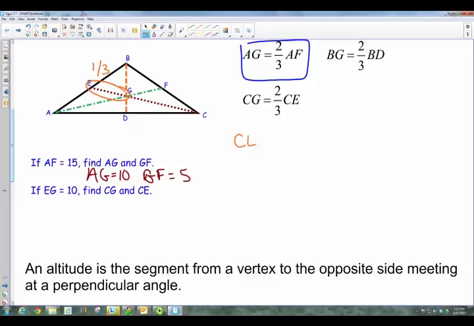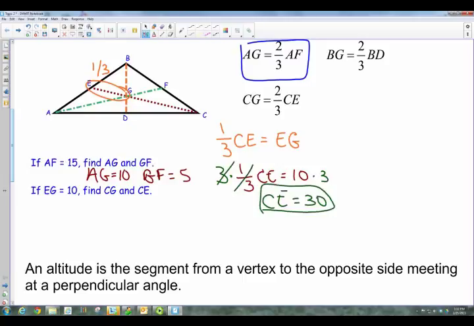So EG is equal to 1/3 of CE. Well, we know what EG is. EG is 10. So you've got 1/3 CE equals EG, which is 10. If we solve for CE, that means we're going to multiply by the reciprocal, which is 3. Those two cancel, and CE equals 30.